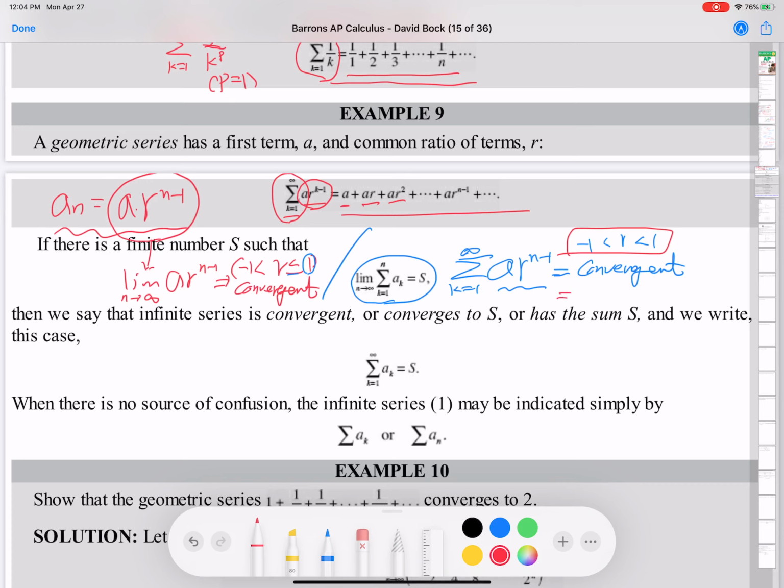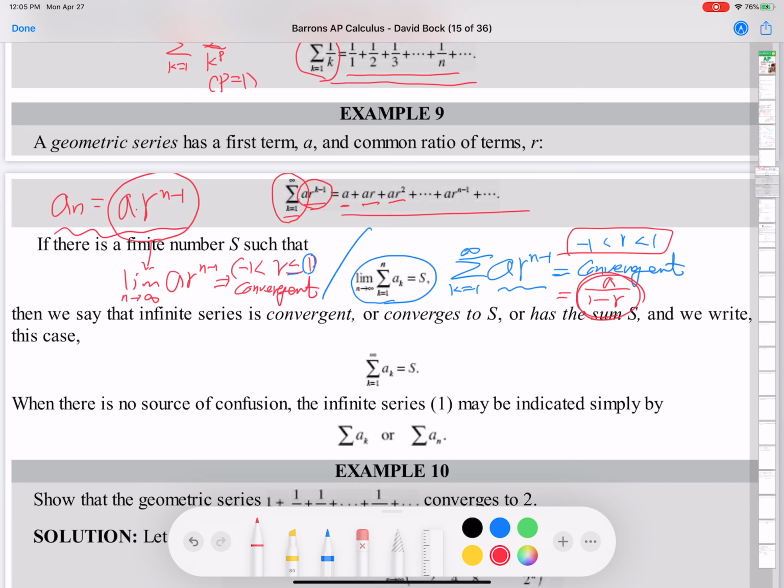And the most important formula is this. Okay, convergent to what number, what value? The formula is a over 1 minus r, where a is the first term. A over 1 minus r. This is the formula to find the number it converges to, when r is between negative 1 and 1. Okay, I summarized the infinite geometric series.